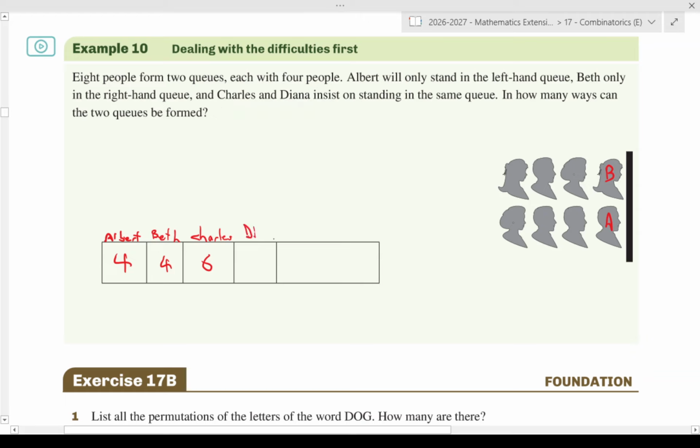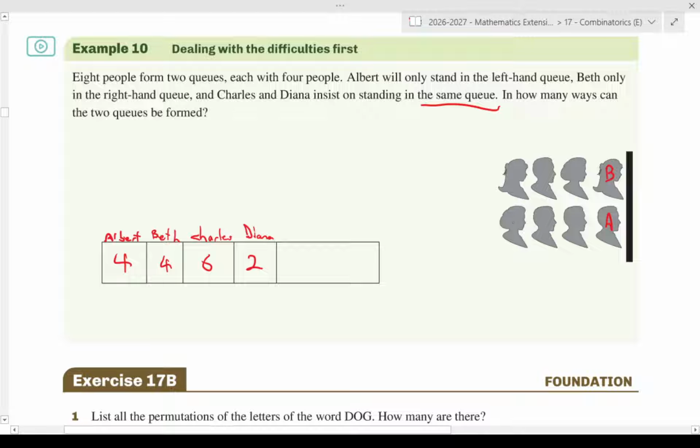Now Diana, she is insisting on being in the same queue as Charles. So how many different spots can she actually be in? Well, let's say Charles is here. If that's Charles, then Diana can only be in one of those 2 spots. And if Charles was up here, then she could only be in one of those 2 spots. So with Charles already chosen in one of them, Diana's only got 2 spots in that same queue because they need to be in the same queue. So that's how many spots.